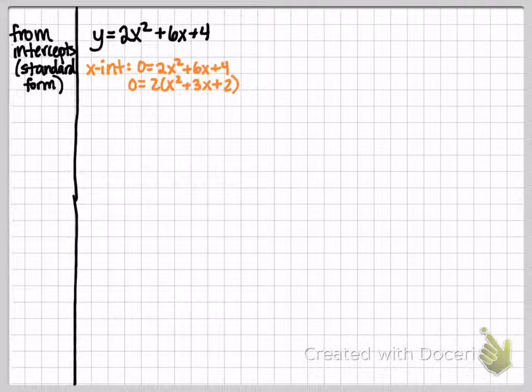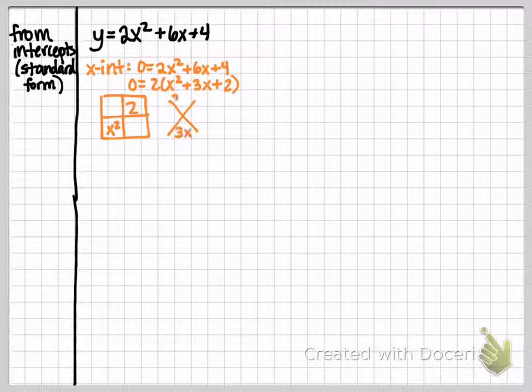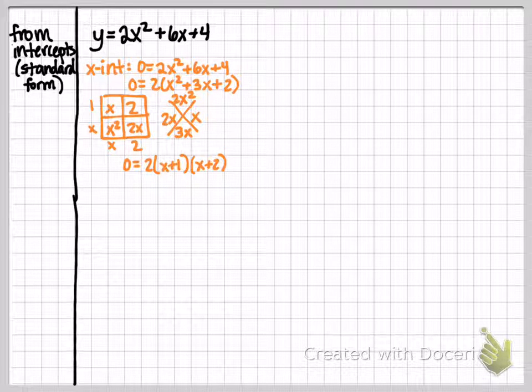Okay, and then I need to use my box and my diamond to factor what's left in parentheses there. So why don't you take a minute, pause the video, and factor that x squared plus 3x plus 2. Okay, so I'm going to show you the factored form. It's going to kind of cruise through, but this is what you should have done. 0 equals 2 times x plus 1 times x plus 2. If you didn't get that, your box and diamond is right there. Okay, that's how you get those factors.